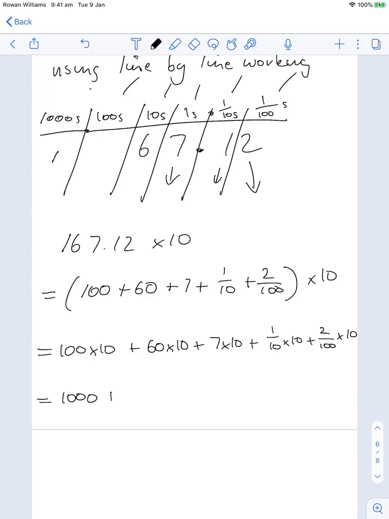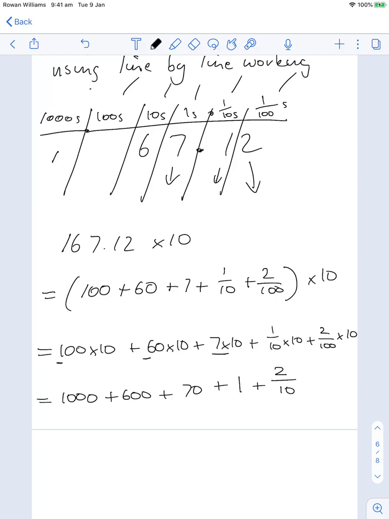60 times 10 equals 600. 7 times 10 equals 70. 1/10 times 10 equals 1. See how my numbers are still always remaining the same. I've still got 6, 7, 1, 2. Plus 2 hundredths times 10 equals 2 tenths.